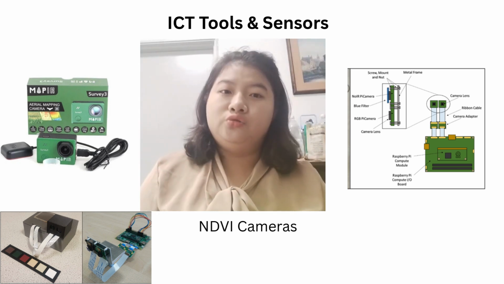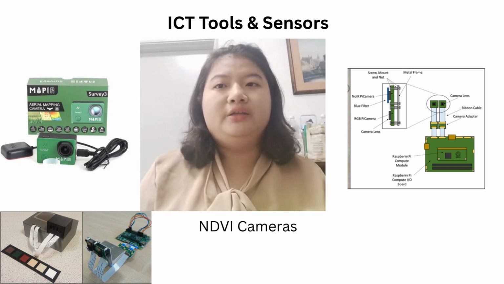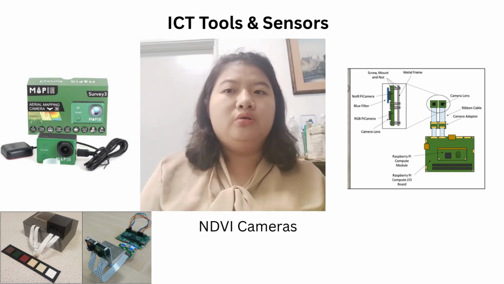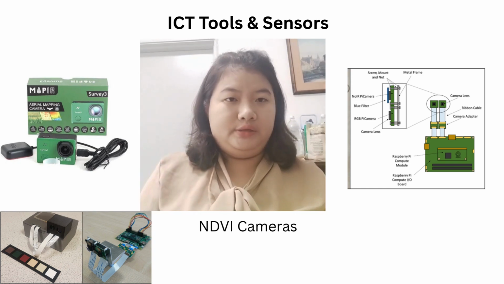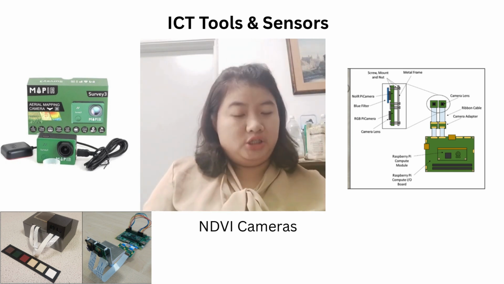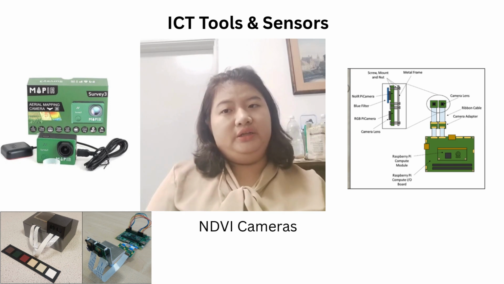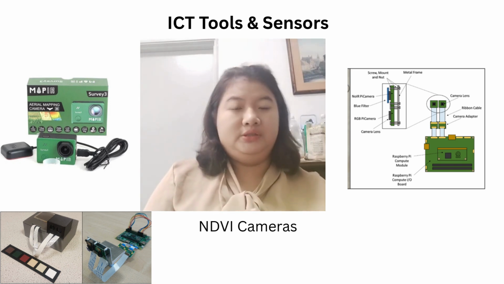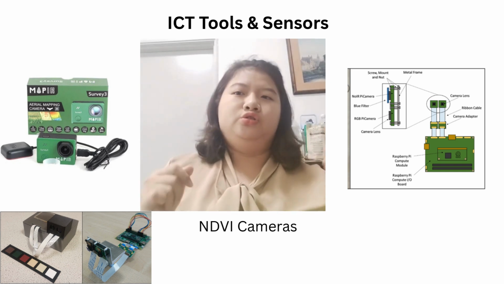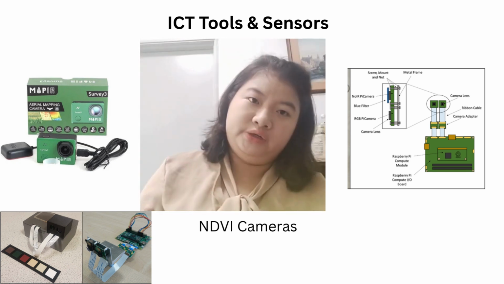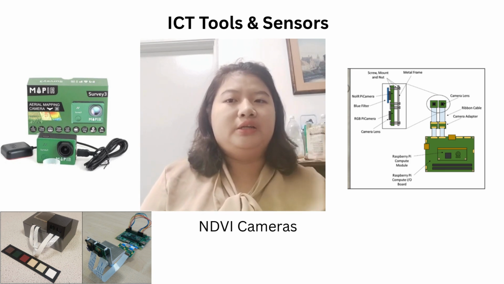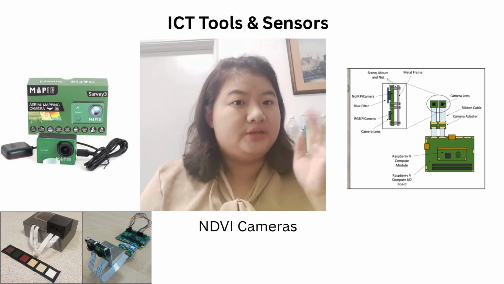The third ICT tool is the NDVI camera. NDVI cameras are first mounted on drones or tractors. They capture images of the crops using a spatial sensor, and then analyze the light reflection from the leaves, which means the red light and also the infrared light. This shows which plants are healthy or stressed right now. As an example, NDVI can detect plant stress earlier than the human naked eye.